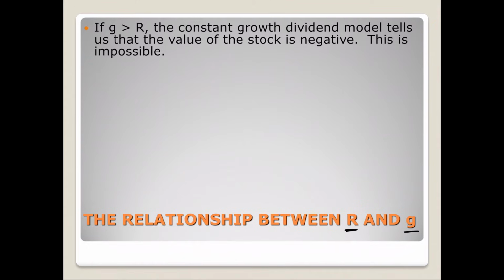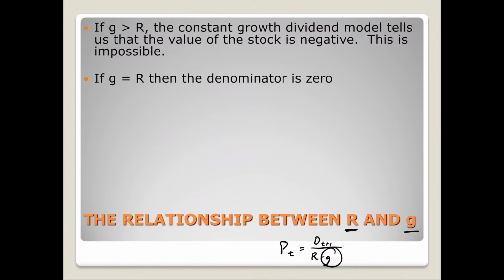So if the growth rate is greater than your required rate of return, then the constant growth model says that the value of the stock is negative. This is impossible. The furthest that a stock price can go down to is 0, but if you think back to our equation, it says that the price at any point in time is equal to the next year's dividend divided by R minus G. If your growth rate happens to be greater than your required rate of return, you can't use this model because it's going to give you a negative value. That is not possible. If your growth rate equals your required rate of return, the denominator is 0. You cannot divide by 0, so once again, you cannot use the constant growth model.